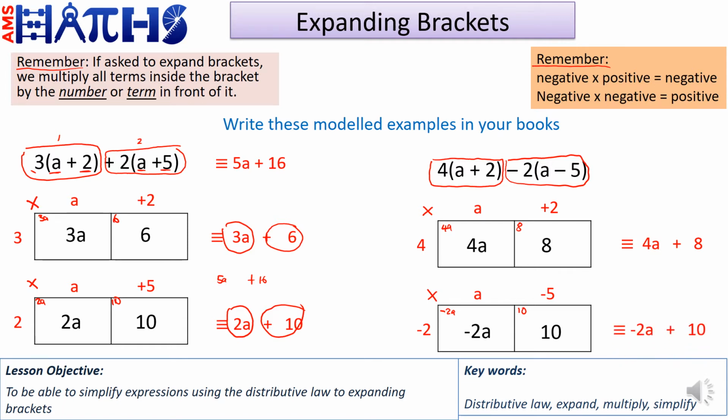Then all we have to do is simplify, and so we end up with 4a minus 2a to give 2a, and 8 plus 10 to give us 18. So our final answer is 2a plus 18.